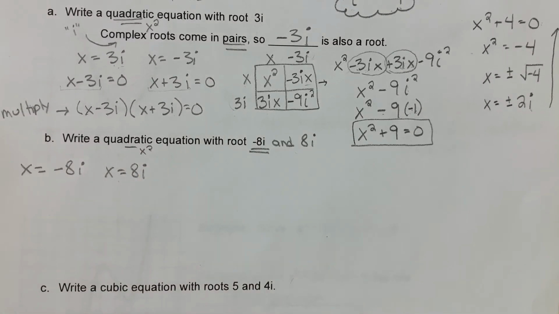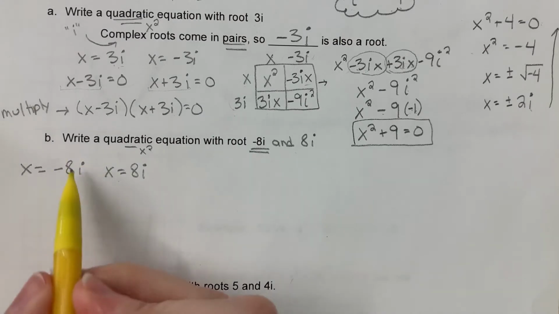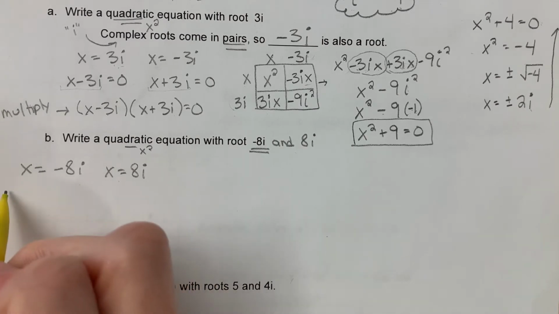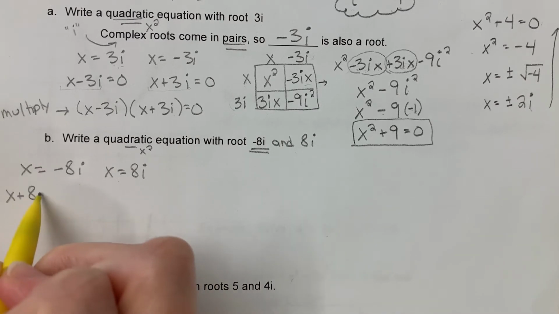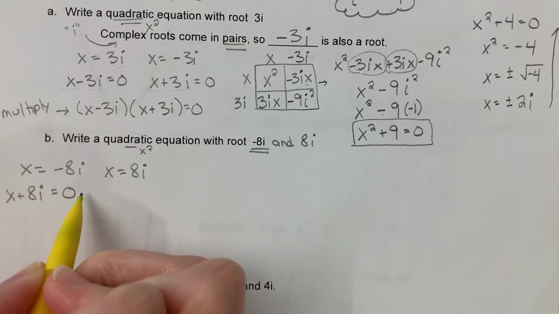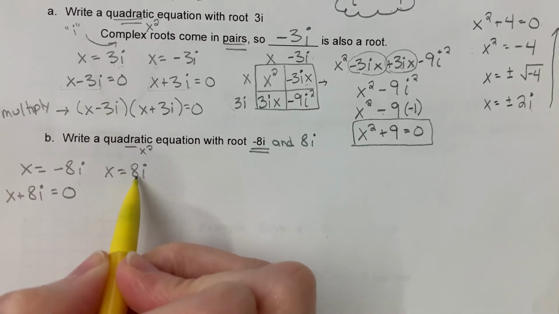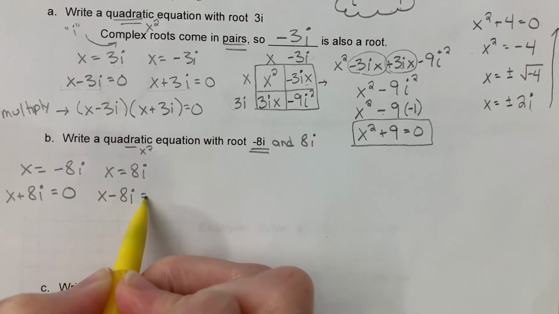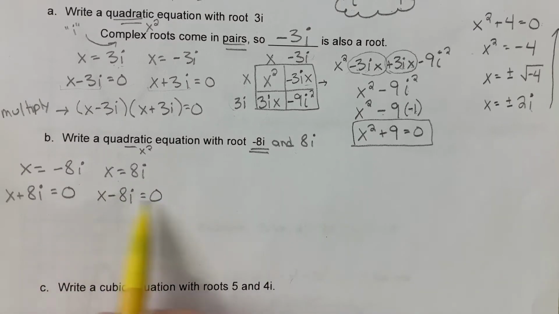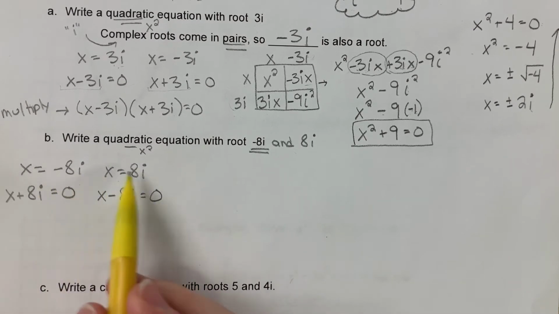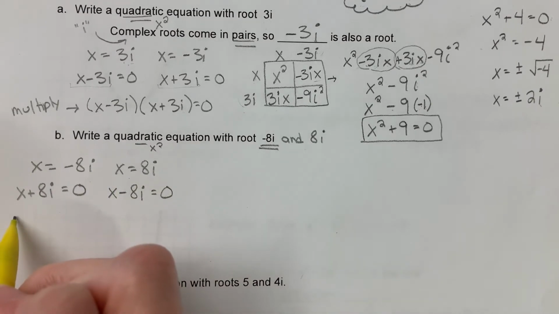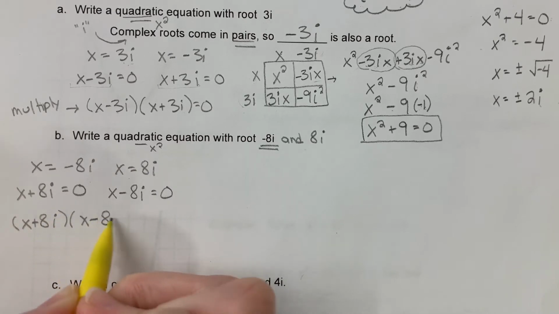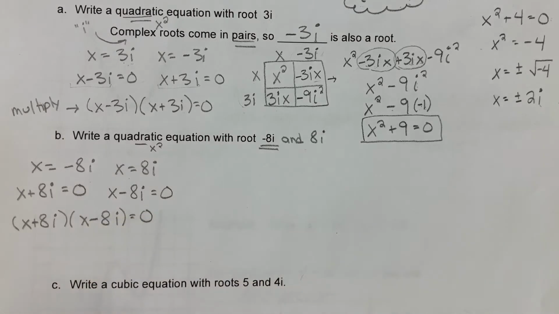Okay, now I want everything on one side of the equal sign, and I want a 0 over here. So to make a 0 here, I'm going to add 8i to both sides. So I'm going to get x plus 8i equals 0. And here I want a 0. So I'm going to minus 8i from both sides. So I'm going to get x minus 8i equals 0. Okay, so there are my two factors. Remember, this just looks like a sign switch. Now take your two factors and write them together as multiplication equals 0.